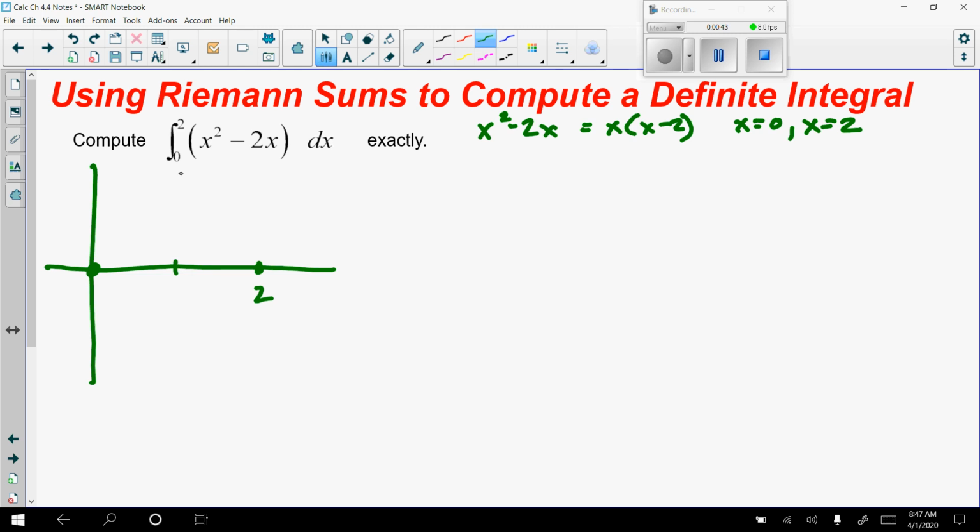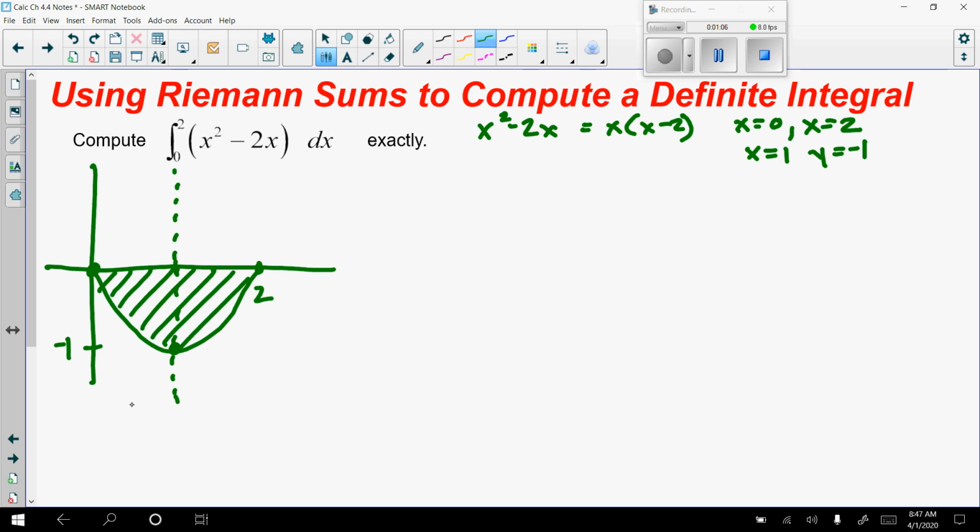and this is a parabola, so that means the axis of symmetry is right in the middle. And when I plug in x equal to 1, then y is going to be negative 1. So my graph should look like this, and I'm finding the area of this region. I should notice right away that the area is going to be negative because it's all below the x-axis.